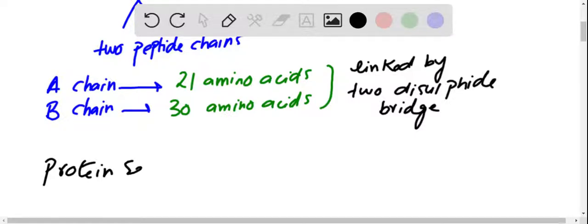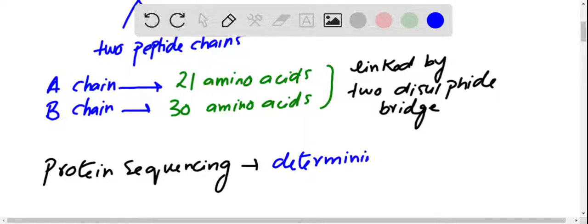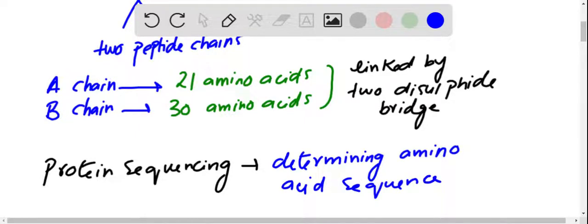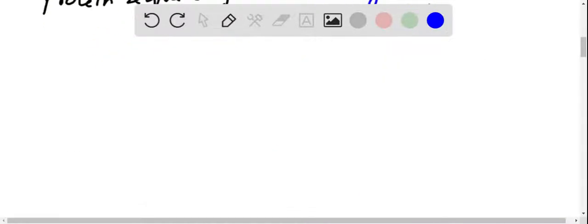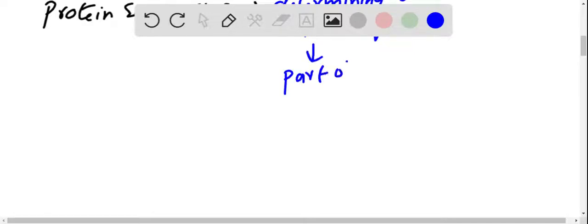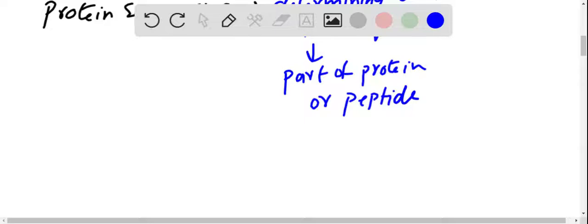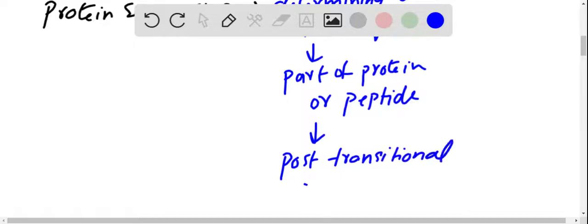Protein sequencing. Protein sequencing is the practical process of determining the amino acid sequence of all or part of a protein or peptide. These may serve to identify the protein or characterize its post-translational modifications.